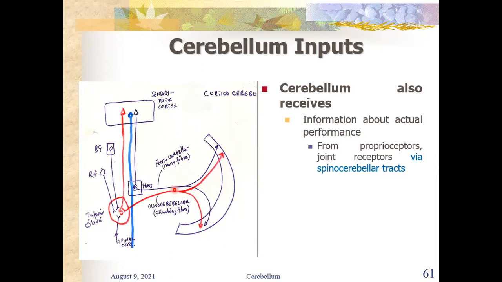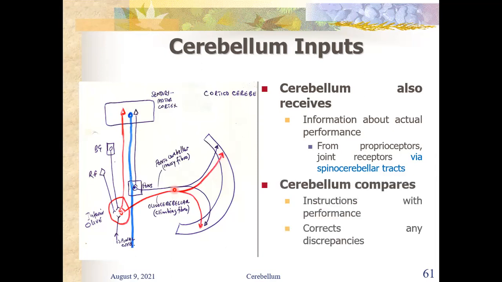So the cerebellum also receives information about the actual performance from the proprioceptors via the spinocerebellar tract. We have said that before. So you can see sensory tracts coming in from the proprioceptors through the spinocerebellar tract to the inferior olivary nucleus, and then moving as climbing fibers or olivocerebellar inputs to the spinocerebellum. They move in and terminate at the spinocerebellum.